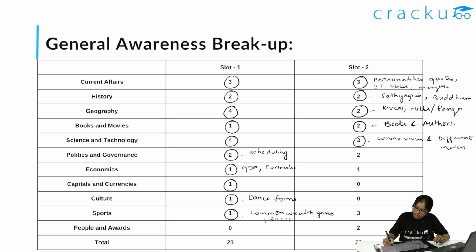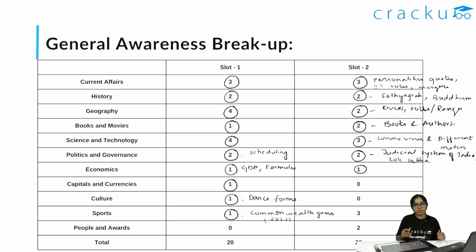And next, we got two questions from politics and governance, and the questions are based on the judicial system of India. And they have also asked who can dissolve the Lok Sabha before the expiry of its normal term of 5 years. And there is another question related to Lok Sabha. And next, we got one question from economics. It's about the performance and potential of the insurance sector. This was asked in the form of a statement type of question.